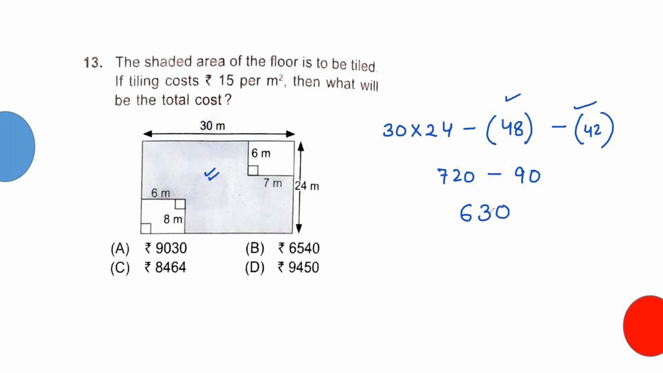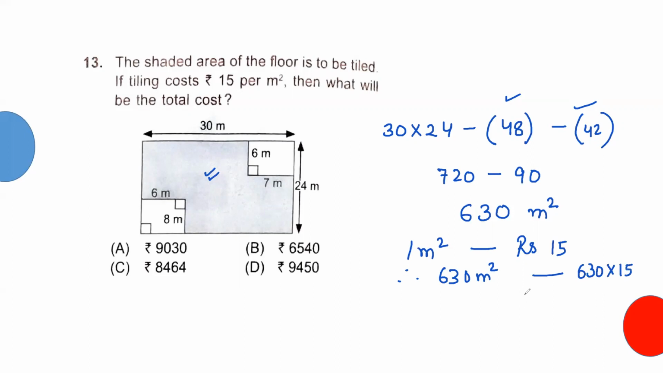And now you have to find the cost. So 1 meter square costs how much? Rupees 50. Therefore, 630 meter square will cost how much? Definitely it is going to cost more. So by the unitary method, we can do it.